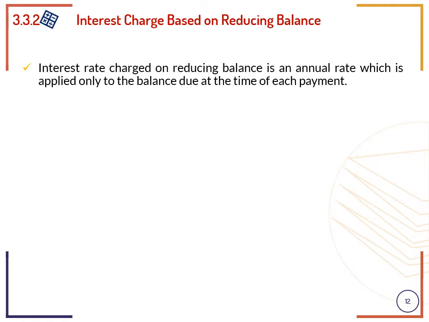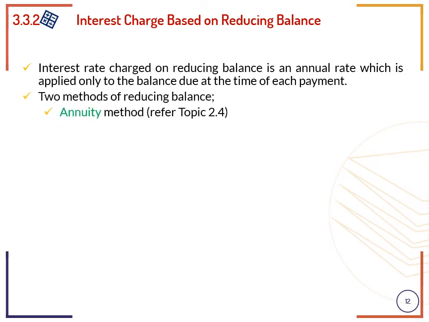The annual rate based on the annuity method is the effective rate. Other rates that are based on reducing balance are not effective rates but may be a close approximation of the effective rate. In this section, we shall discuss only two methods of reducing balance, namely the annuity method and the constant ratio formula.